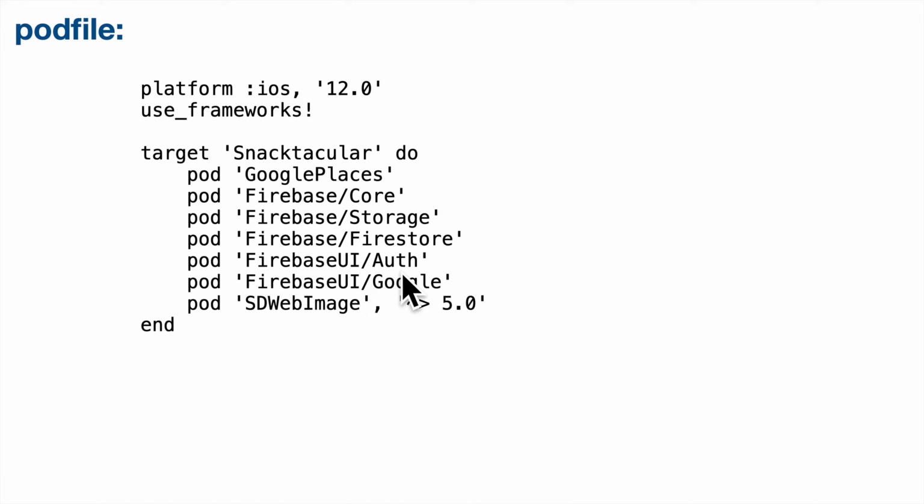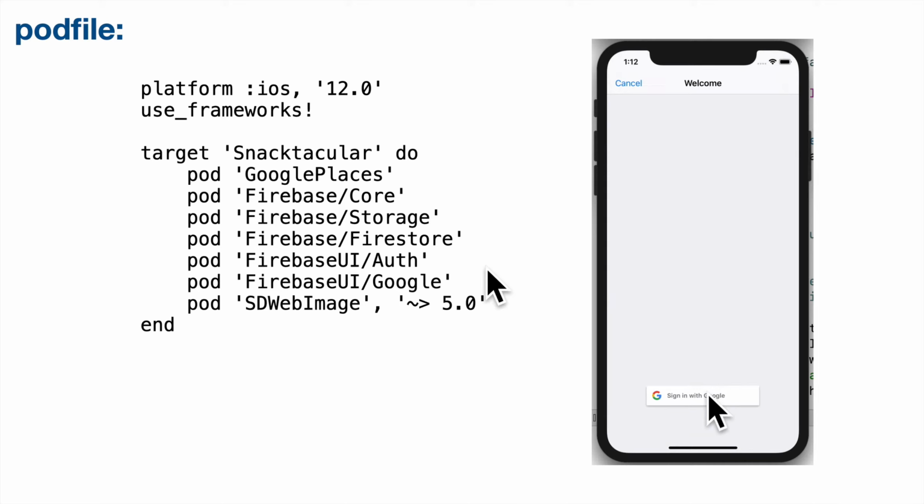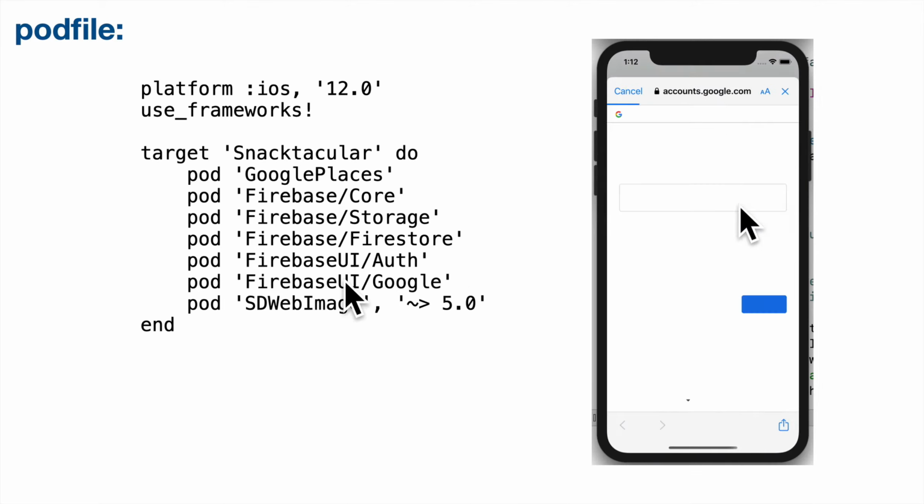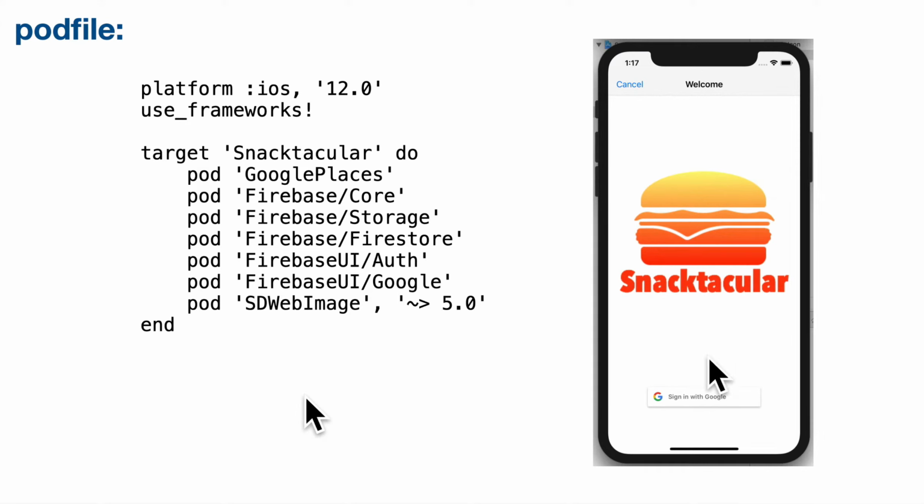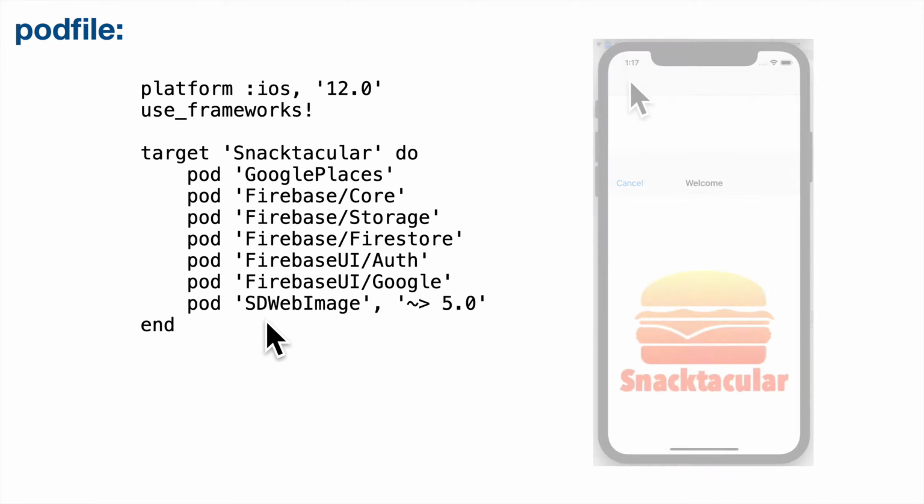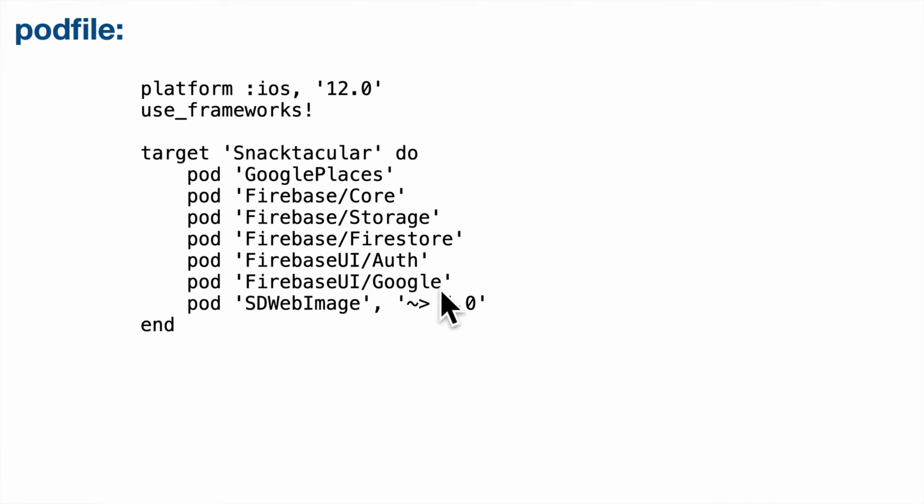Now Firebase UI/auth will allow us to take advantage of a pre-built authentication user interface that asks for your user ID and password, and we'll show how you can further customize this UI, adding a logo and changing the background color. And we're going to be adding Firebase UI/Google so that we can allow sign-in using a Google account, and that includes use of any Gmail account.